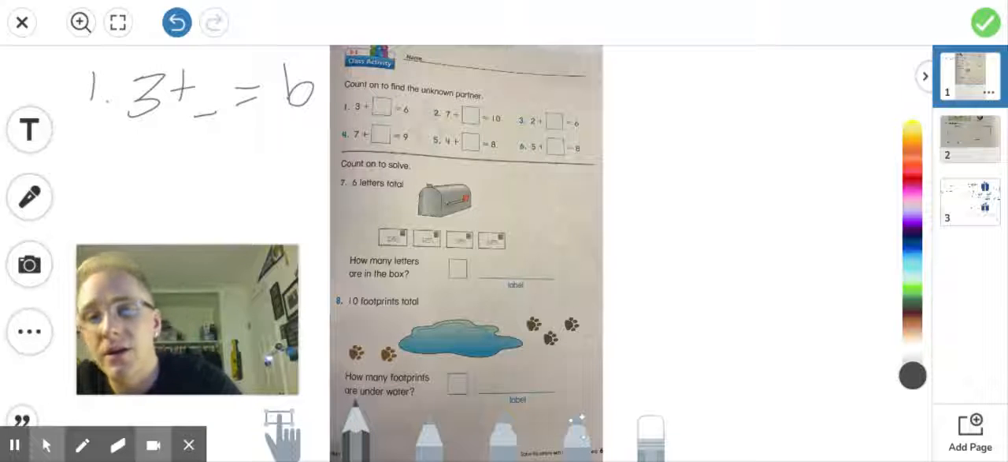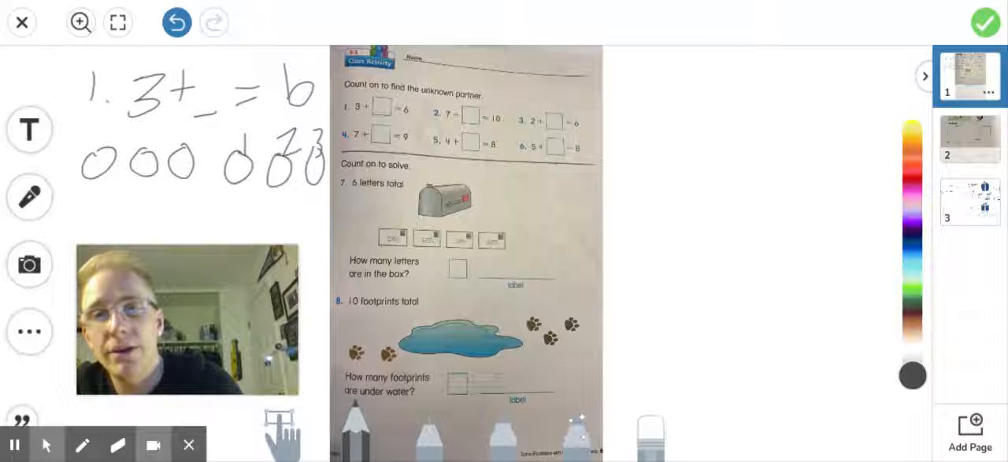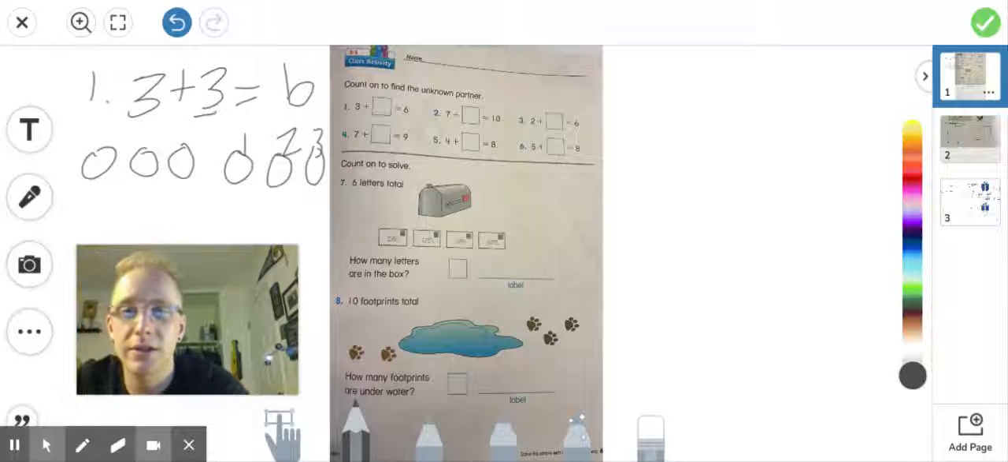All right, I know that I have 3 already, so let's draw my 3. Now, I've got to get to 6, so I'm going to draw circles till I get to 6, counting on. So I've got 3. I got to start at the next number, which is 4, 5, 6. Now I'm going to count those circles. 1, 2, 3. I know that 3 plus 3 equals 6.